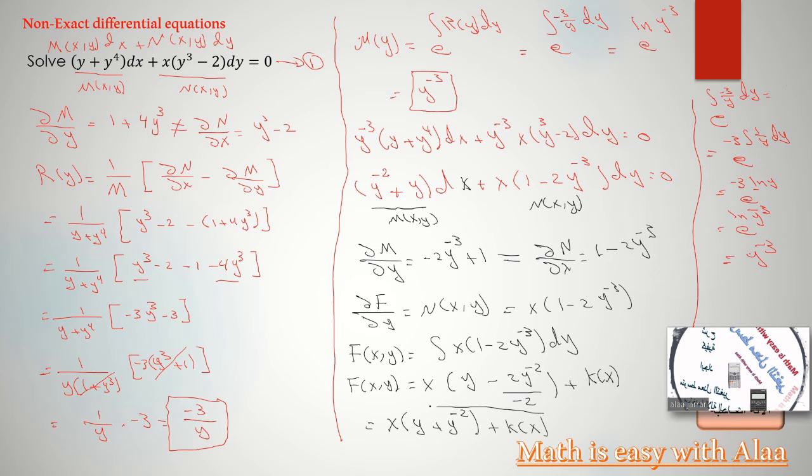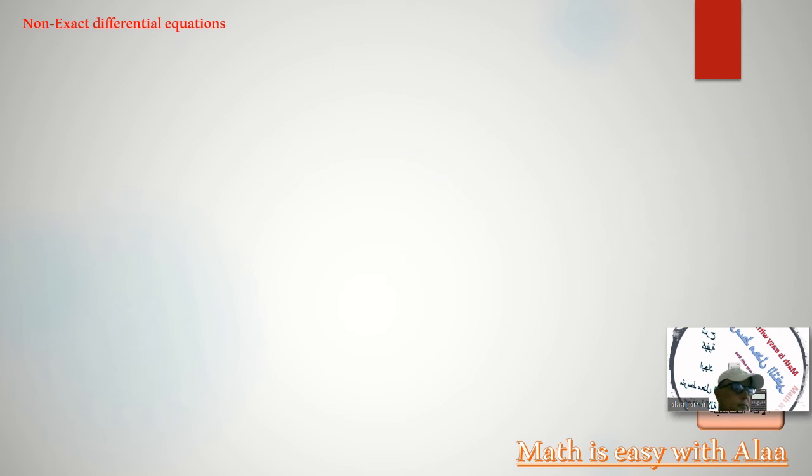This is what I want, now to take the partial derivative with respect to x. Let me write it here again. f(x,y) equals x times y plus y to the power negative 2, plus k(x). I think like this, yes. This is f(x,y).